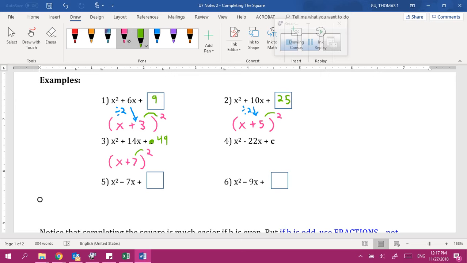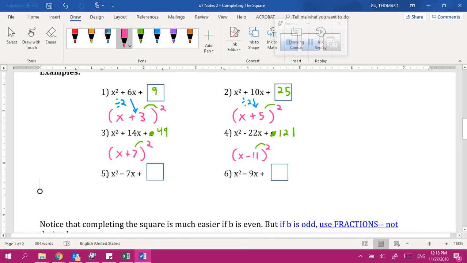Okay, number 4. What's going to be my perfect square? x minus 11, that's right. Keep your sign. It's negative 22. Divide that negative 22 by 2, you get negative 11. And don't forget the squared on the outside, right? So if 11 is on the inside right there, what is my c value going to be? 121. You just square the 11. And notice c is always going to be positive, because even if it's negative, you square a negative, negative times negative makes it a positive.